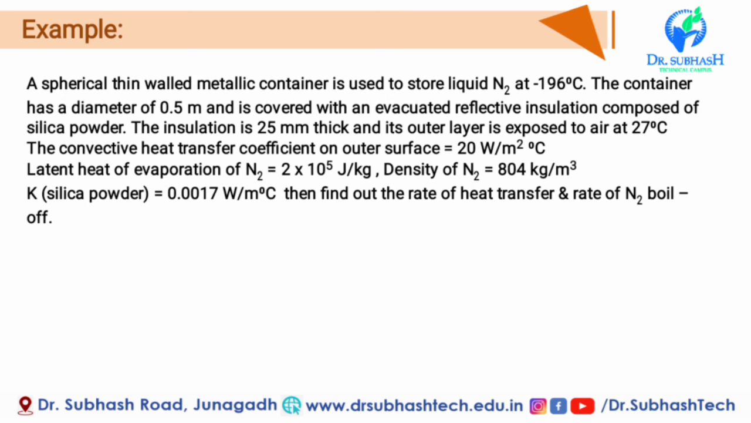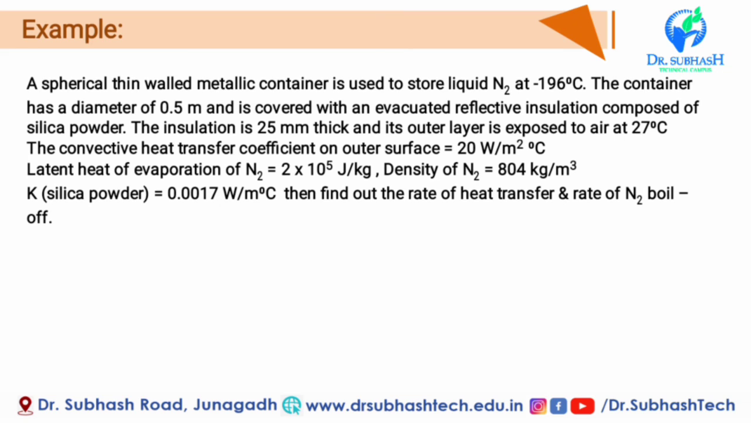So here is your given data. A spherical thin-walled metallic container is used to store liquid nitrogen at minus 196 degrees centigrade. The container has a diameter of 0.5 meter and is covered with an evacuated reflective insulation composed of silica powder. The insulation is 25 mm thick and its outer layer is exposed to air at 27 degrees centigrade. The convective heat transfer coefficient on the outer surface is equal to 20 watt per meter square degree centigrade.